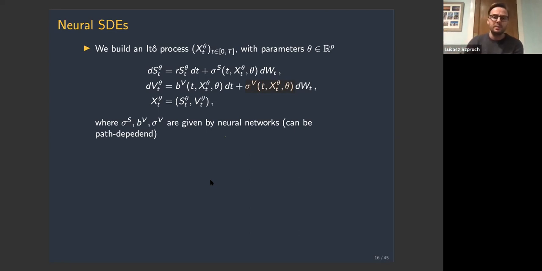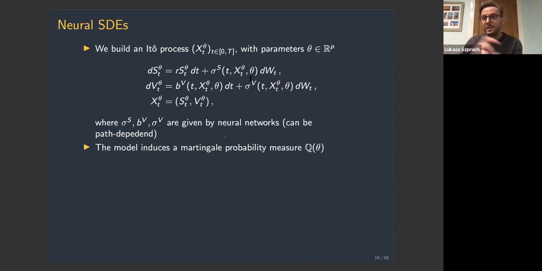But we want to gain the flexibility of neural networks, in that if I'm using those approximations, those coefficients, to be neural networks, through the universal approximation theorem we know that those can approximate any continuous function. So the class of models, the class of SDEs that I'm considering here, is very large. And like I said, because it's an SDE, I can very easily switch between the pricing measure and the risk neutral measure, depending on whether I'm interested in risk or in pricing.